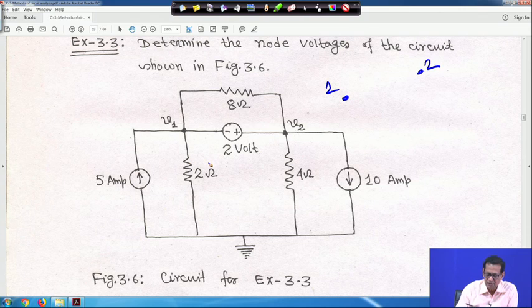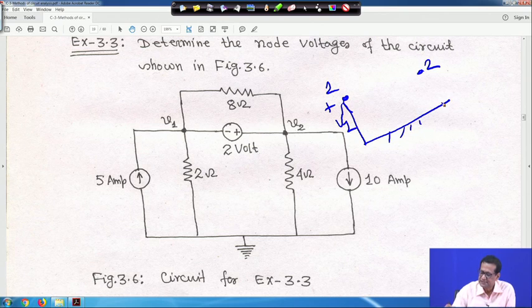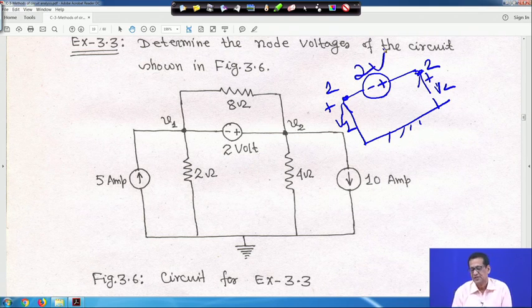Here, I told you that with respect to the reference node, this voltage is actually your V 1 at node 1, this is your ground, and this voltage is your V 2. In between, you have minus plus, this voltage source, which is your 2 volt, and this is node 1 and this is node 2.